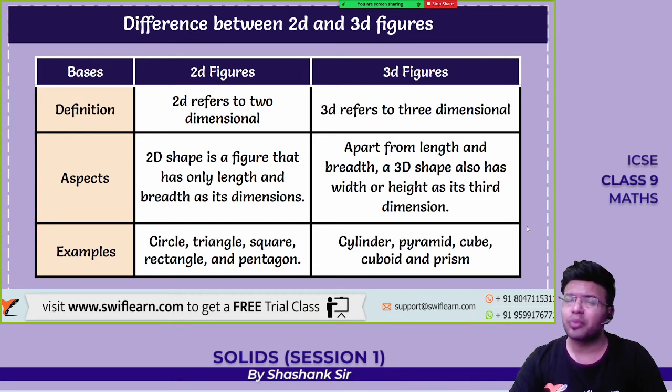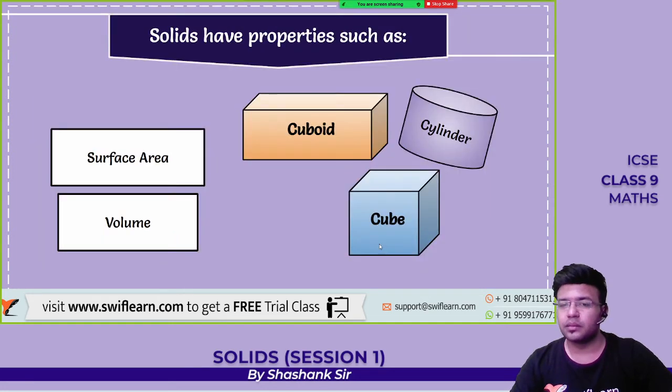So, the difference between a 2D figure and a 3D figure. Okay, 2D refers to two-dimensional, 3D refers to three-dimensional. Okay, a 2D shape is a figure that has only length and breadth as its dimensions. 3D figures have length, breadth, and height as three dimensions. The examples which we already discussed: circles, triangle, square, and 3D examples are cylinder, pyramid, cube, prism, etc.